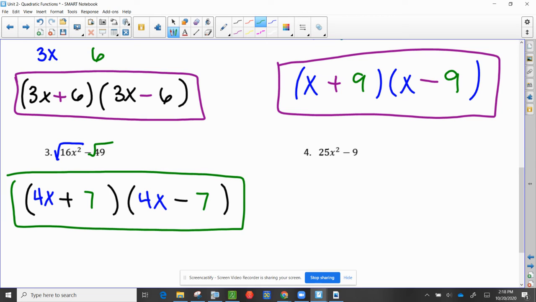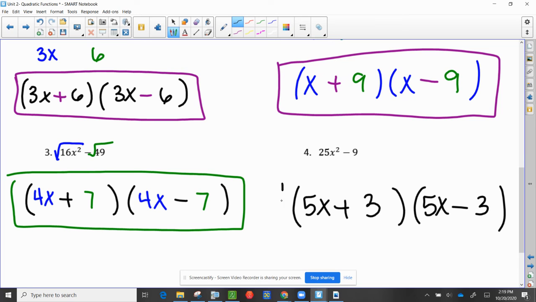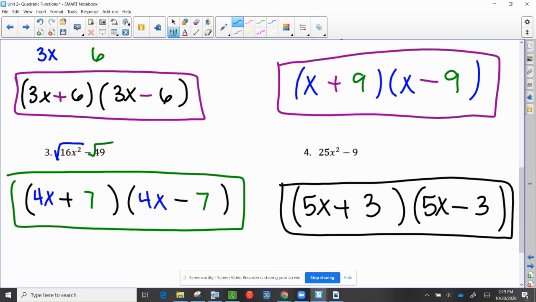You have 25x squared minus 9. So go ahead and find the perfect square root of each term. Write one factor with a plus, one factor as a minus. So go ahead and try it. Okay, so you should have gotten 5x plus 3 and 5x minus 3. That is the square root of each of those factors. So that is literally all there is to a difference of squares.